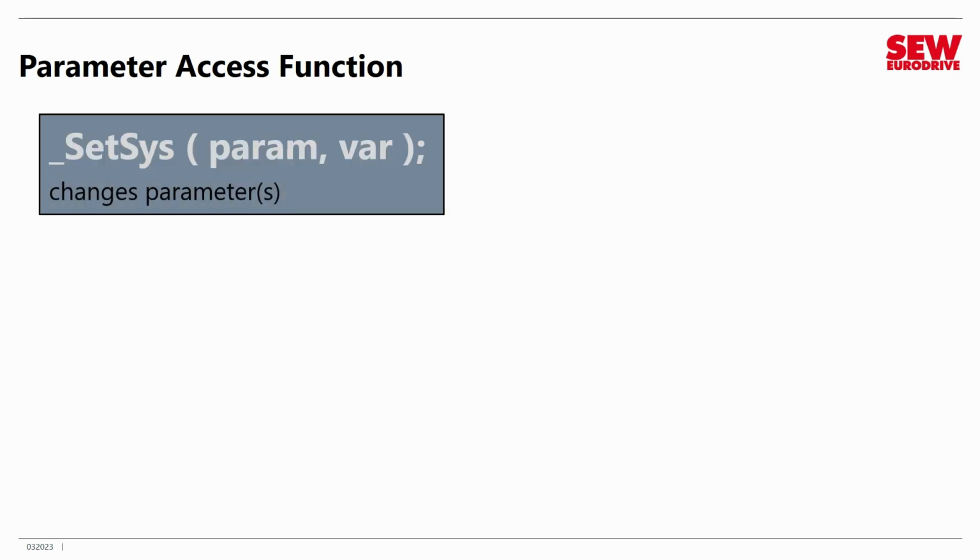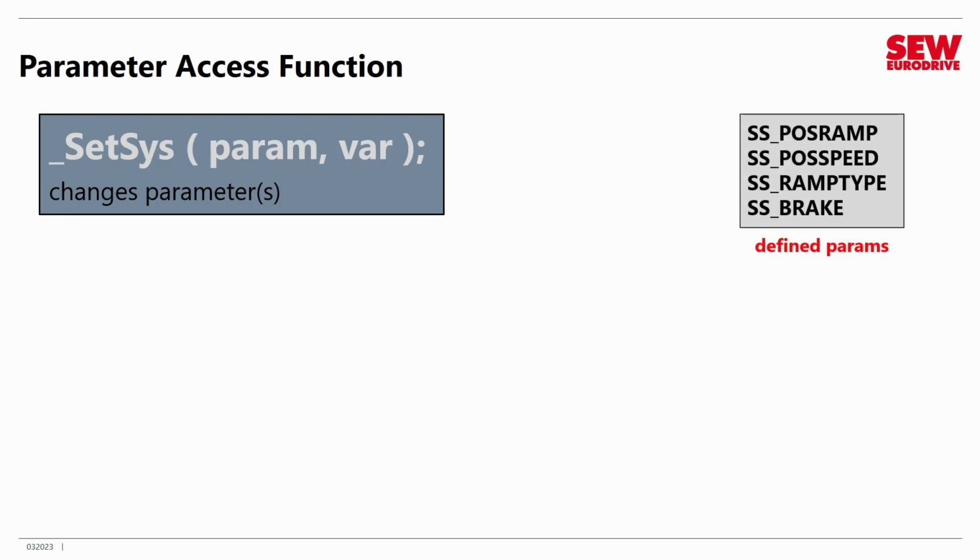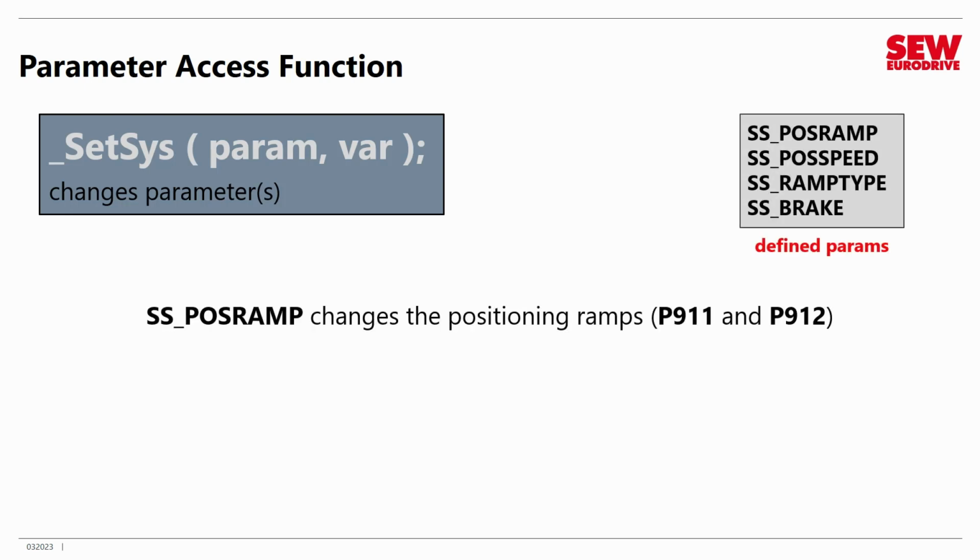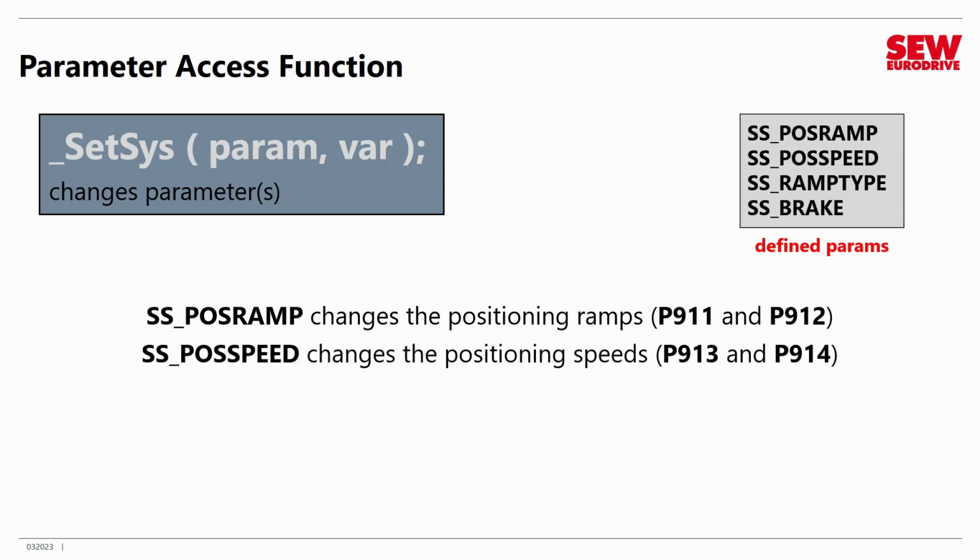And this function is called setSys, and it is used to change one or more parameters. Now, as you can guess, that first parameter in the list is the parameter in the parameter tree you're changing. So which ones can you change? POSRamp can change the two positioning ramps, parameters 911 and 912. POSSpeed changes the positioning speeds, 913 and 914.